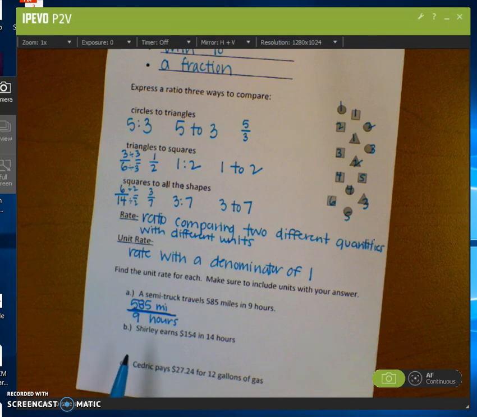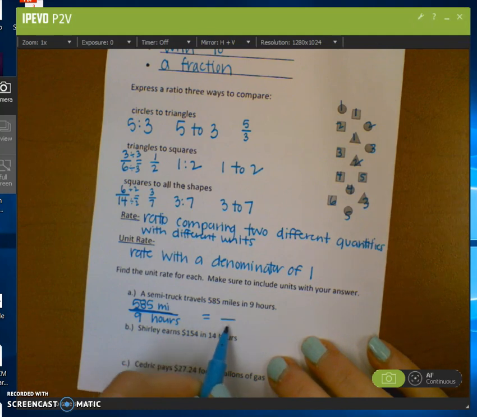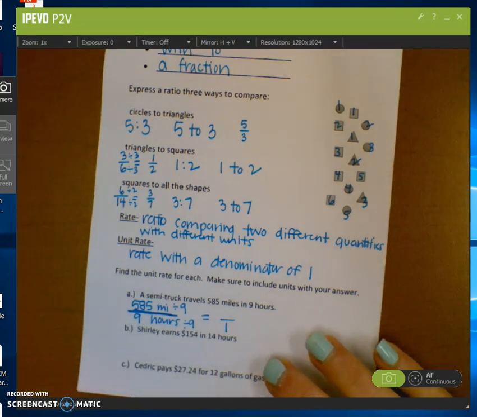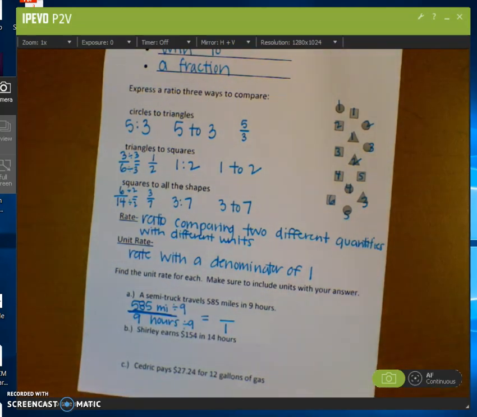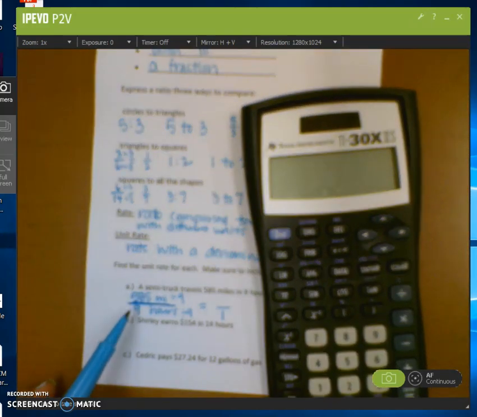In order to make it a unit rate, all we have to do is simply divide. We're going to divide the numerator by the denominator. And we do that because in order to get 9 to equal 1, we would divide by 9. So if I divide the bottom by 9, I divide the top by 9 to keep this fraction equivalent. This is the point where I can pull out my calculator and help me. So again, I'm just dividing top by bottom.